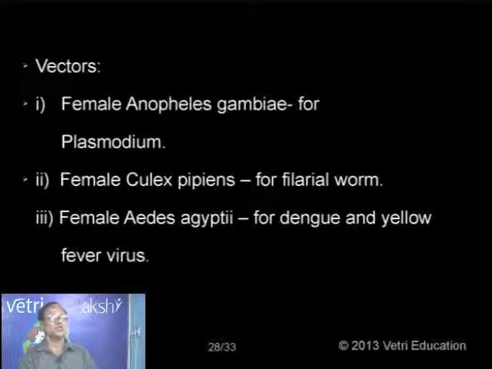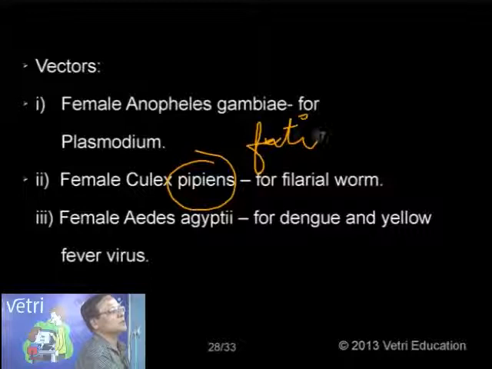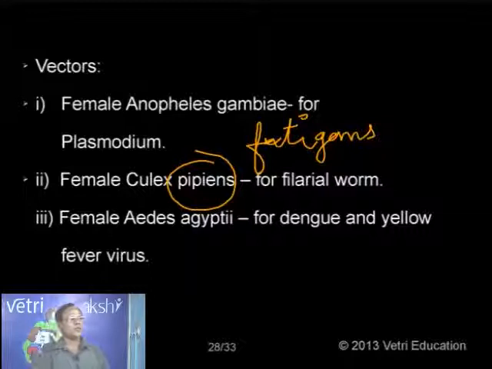For example, the first one, female Anopheles mosquito, you know that one is a vector for the parasite Plasmodium, the malarial parasite. The next one, the female Culex pipiens, or another species also. And this is a vector for the filarial worm, the one which causes filariasis or elephantiasis. So female Culex pipiens. So normally you know that only the female mosquitoes are the transmitting agents.